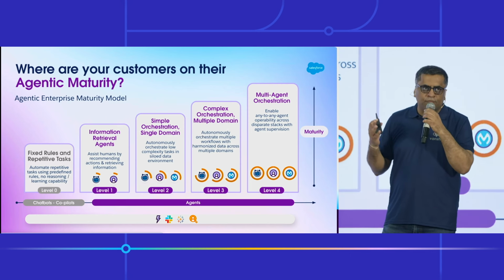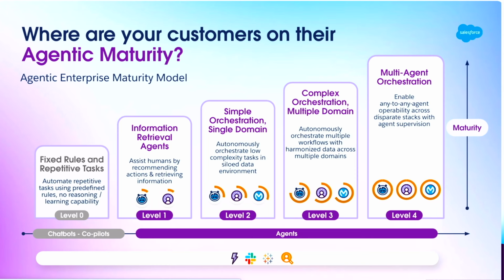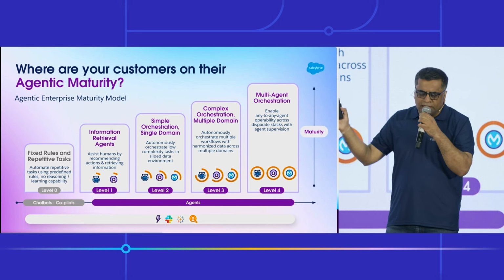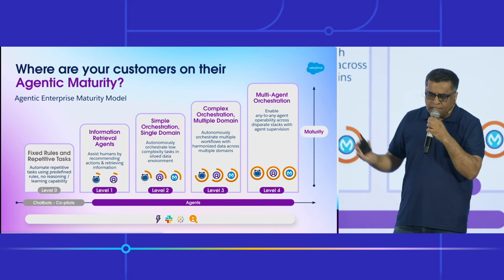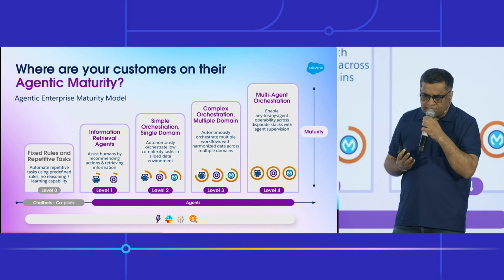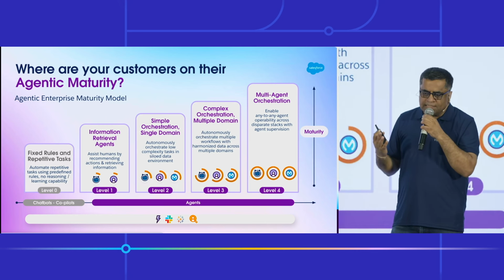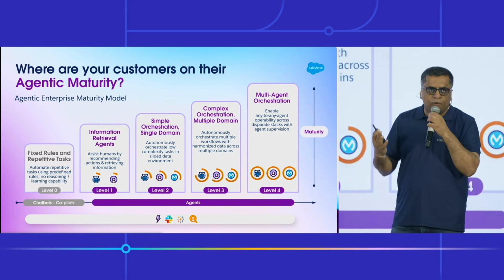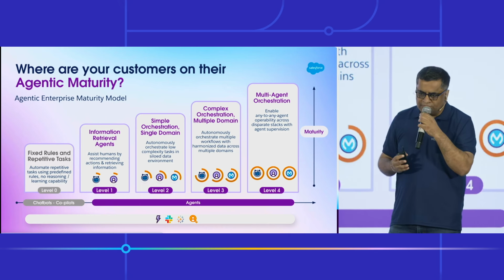Then level 3 and level 4 is what the world is actually getting into. These are the real potential of agentic AI, which is complex orchestration across multiple domains. As I said, you can work between Salesforce and ServiceNow, or between Salesforce and any other enterprise system, SAP or anything else, where your agents can pull up data from those sources as well. And then the last one, which is multi-agent orchestration. If you are following agentic AI in general, this has been the biggest announcement at every single conference in the last few months.